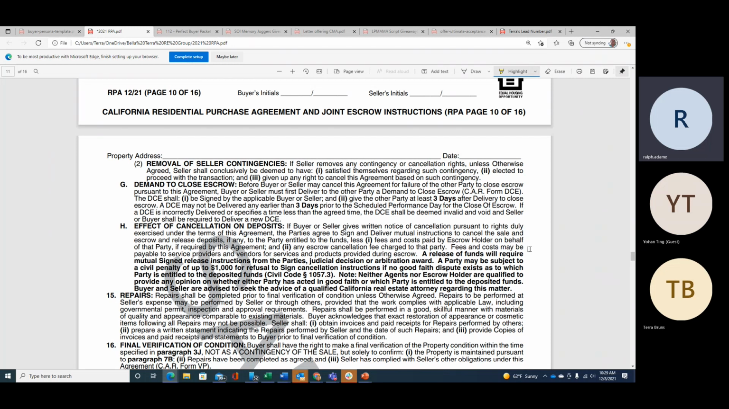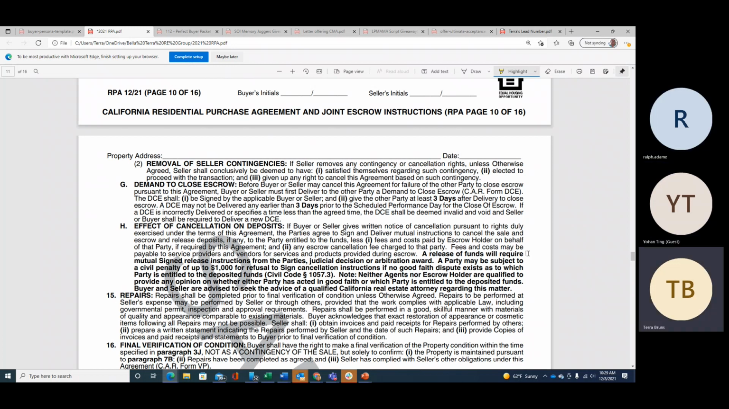A release of funds will require mutual signed release instructions from the parties, judicial decision, or arbitration award. A party may be subject to a civil penalty of up to $1,000 for refusal to sign cancellation instructions if no good faith dispute exists as to which party is entitled to the deposited funds. Civil Code 1057.3. Note: neither agents nor escrow holder are qualified to provide any opinion on whether either party has acted in good faith or which party is entitled to the deposited funds. Buyer and seller are advised to seek the advice of a qualified California real estate attorney regarding this matter.